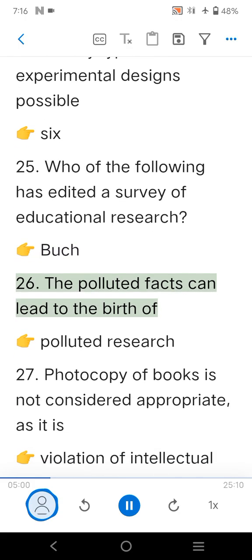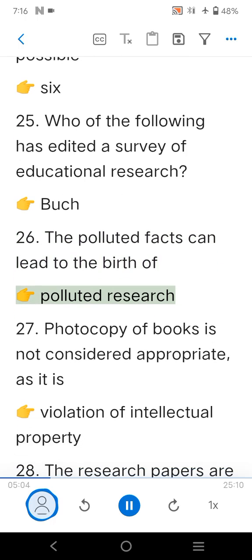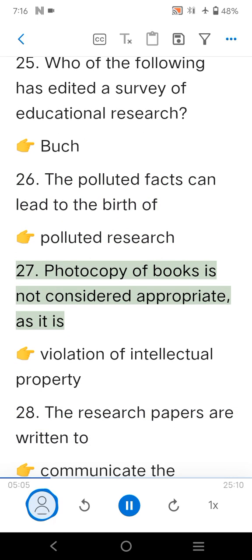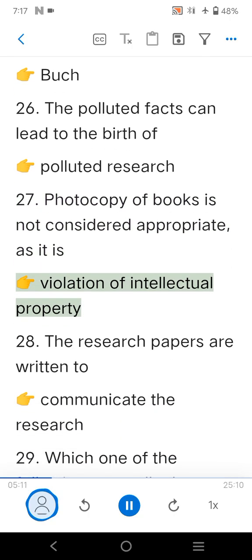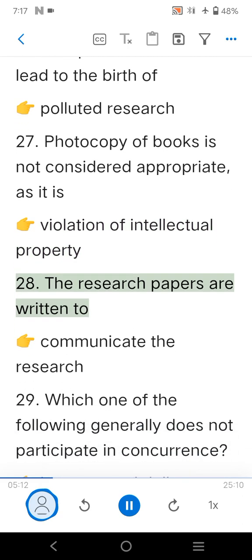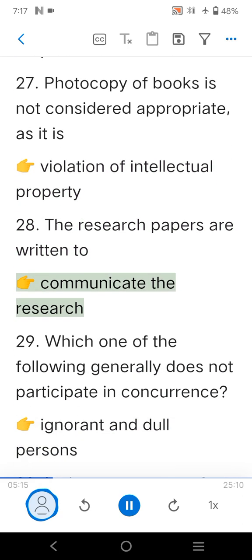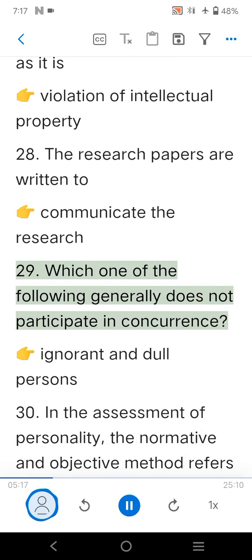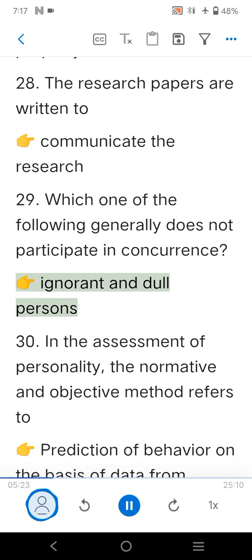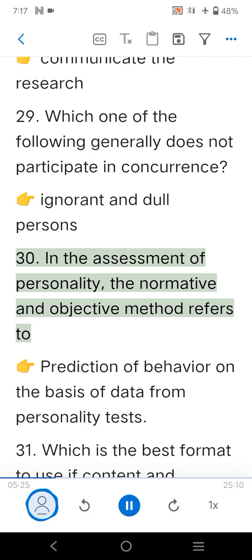25. Who of the following has edited a survey of educational research? Book. 26. The polluted facts can lead to the birth of polluted research. 27. Photocopy of books is not considered appropriate, as it is violation of intellectual property. 28. The research papers are written to communicate the research. 29. Which one of the following generally does not participate in concurrence? Ignorant and dull persons.